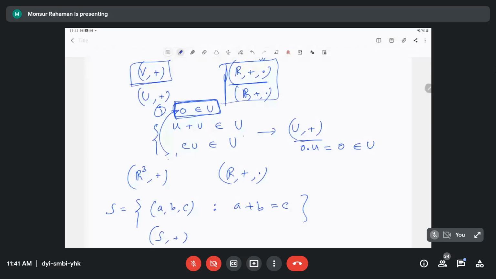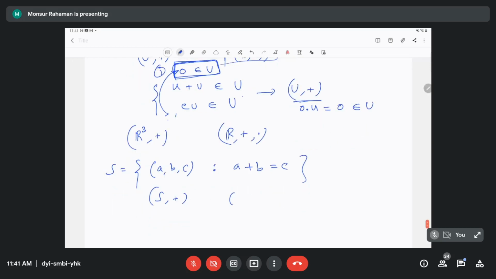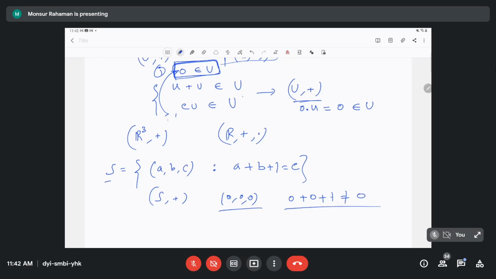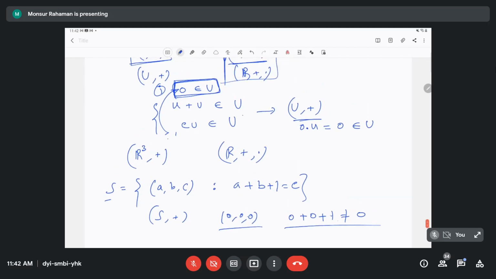The convenience is that you can say beforehand whether it is a vector space or not: if zero is not in it, it won't be one. Like, is it containing (0, 0, 0) or not? 0 plus 0 is equal to 0, so it is a vector and it may be a vector space. But what if I say that a plus b plus 1 is equal to c? Then (0, 0, 0) is not satisfying it, because 0 plus 0 plus 1 is not equal to 0, so the zero vector is not there and it is not a vector space. That's why, if I separately say that the zero vector has to be in there, you can first check whether the zero vector is there or not.